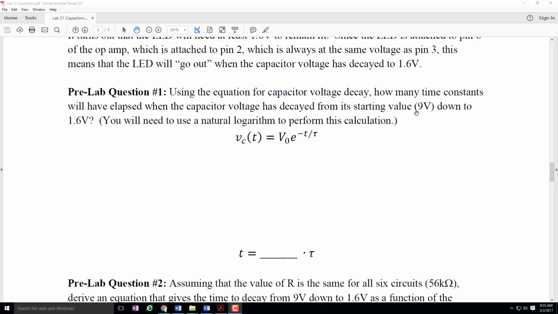So the starting value is 9 volts. And then we have V sub C. We know that that needs to be 1.6. So the question is when? At what time will that occur?